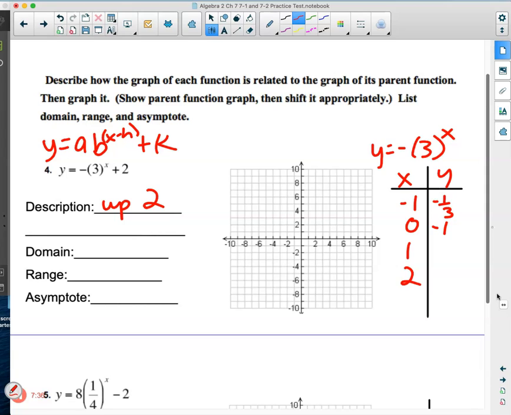3 to the first is 3 times -1 is -3. 3 squared is 9. 9 times -1 is -9. This is our parent. This is dashed or dotted, not solid. So carefully put that one on there. Can't even see the lines. We'll go hopefully about there.